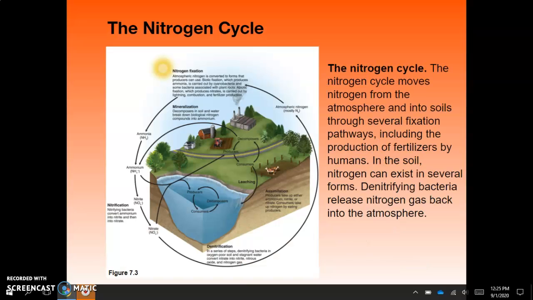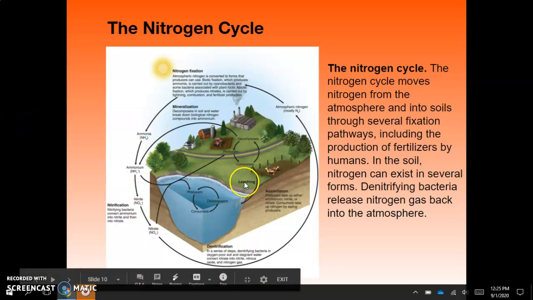So here is your depiction of the nitrogen cycle. Again, this is going to move nitrogen from the atmosphere into soils through several fixation pathways that we need to know, including the production of fertilizers by humans. And then in the soil, nitrogen can exist in several forms. Denitrifying bacteria release the nitrogen gas back into the atmosphere. So again, we should be able to look at these depictions and be able to follow what's happening.